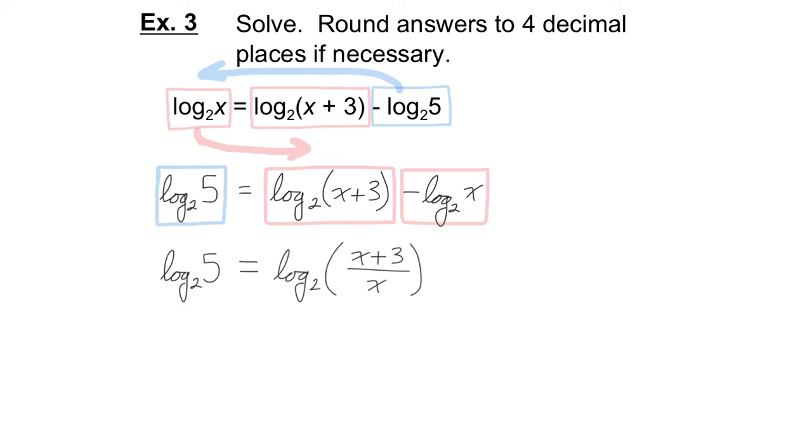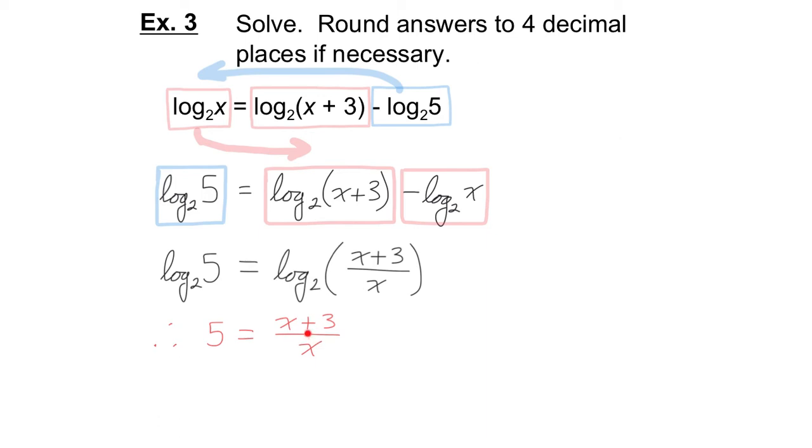If it's the same logarithm, because they're equal to each other, then that means the arguments must be the same. So I can just say, well, 5 is equal to (x plus 3) over x. Now this looks a lot simpler to solve. I have 5 equals a fraction. We don't like fractions, so we've got to get rid of the fraction.